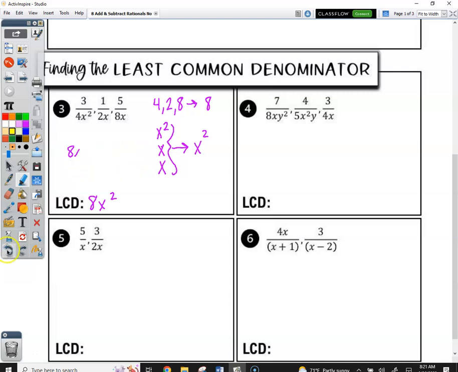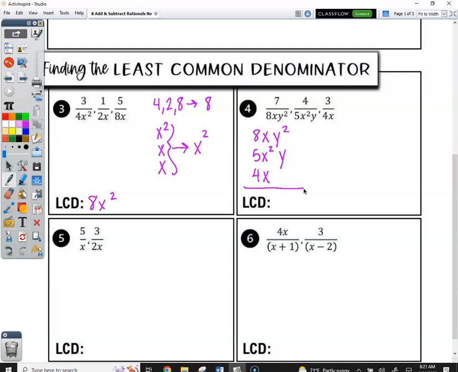Number 4, I'm going to write it a different way because this is obviously more complicated. We've got 8xy squared. We've got 5x squared y. And we've got 4x. You will notice that I stacked them and I lined up the like variables. Because now what I want you to do is to come down underneath. Now with the numbers, focus on the multiples of the highest number. Highest number is 8. Alright, so let's go with multiples of 8.